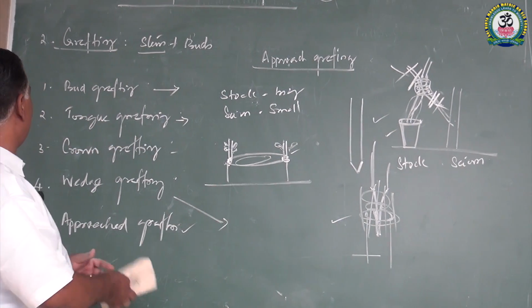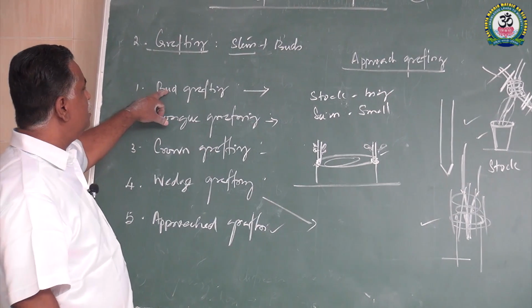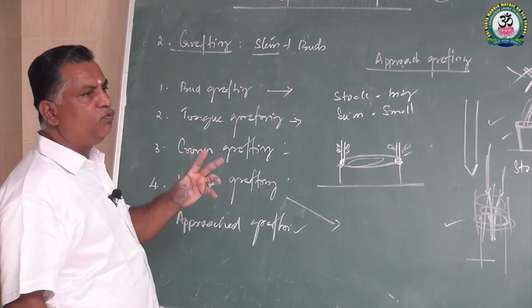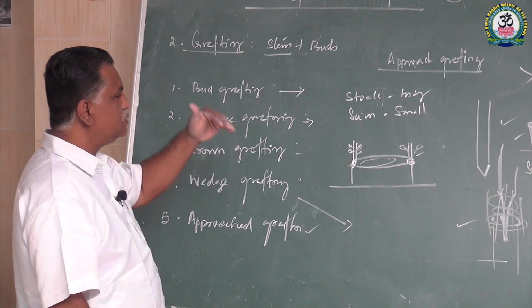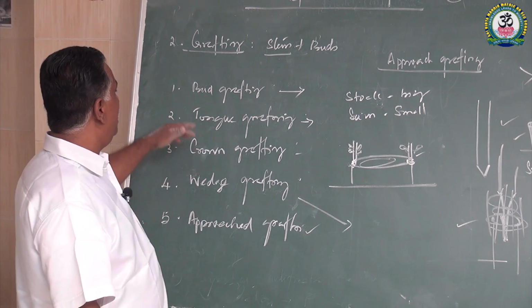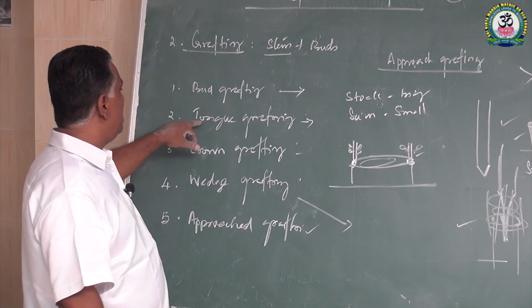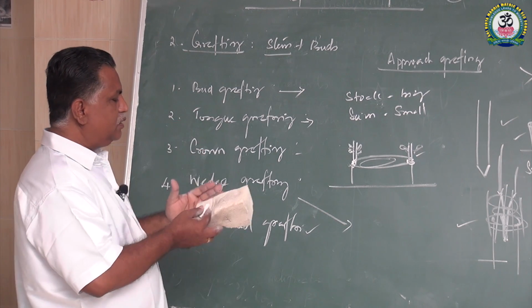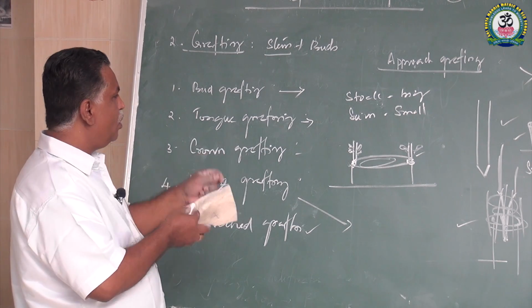So we have discussed 5 types of grafting. One is bud grafting. See, in all these cases 2 plants are involved. One is called stalk, another is called scion. The scion is the upper plant, the stalk is the plant with the root. In bud grafting, a bud is grafted to the stalk. And in tongue grafting, plants with the same size of trunk are brought together and tied up.